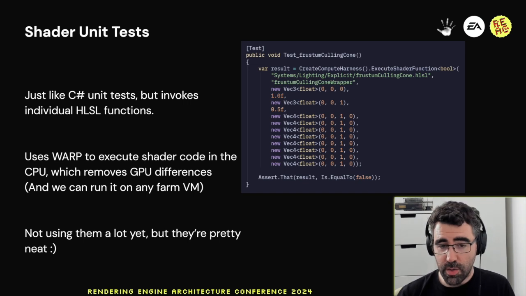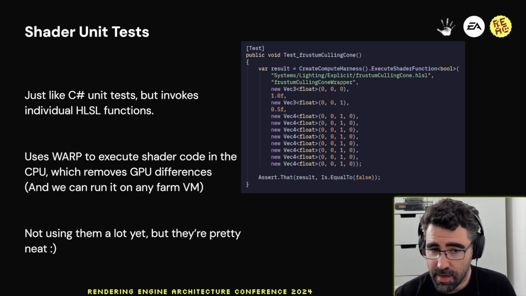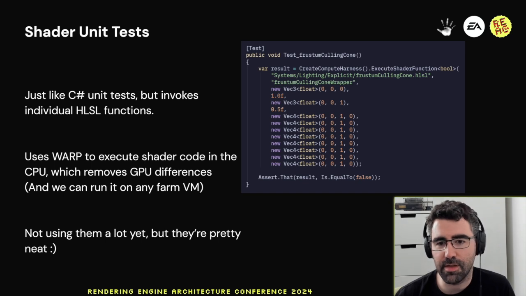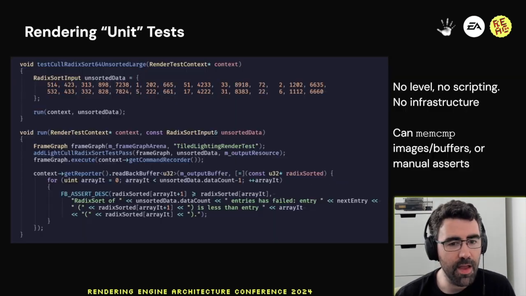We are not using this system a lot yet. Only the physics team is using them right now, I think. They're pretty neat, and we would like to expand on them because they allow you to do very fine-grained testing. The Rare guys, they have a pretty similar system to this. They don't test individual functions like that, but the system is kind of the same. So go check them out, go check their talk for more info on this style of testing.